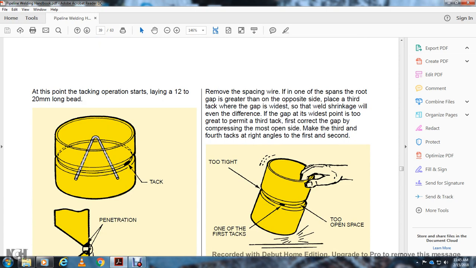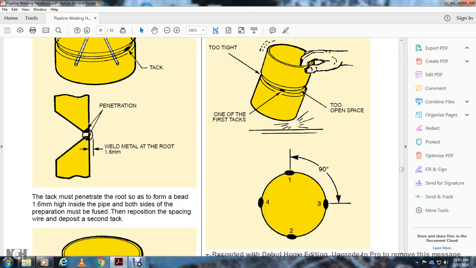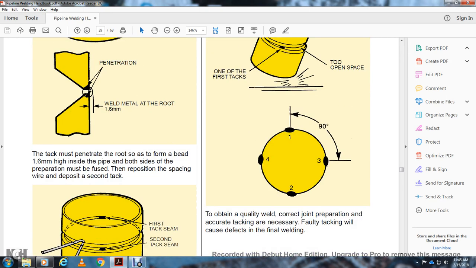Remove the spacing wire and grind the root on the opposite side. Place the third tack where the gap is widest so that the weld shrinkage is even. If the gap at the widest point differs, correct it by compressing the most open side. Make the third and fourth tacks at right angles to the first and second. Too tight, too open. For the first tacks, you have the 90 degree positions: one, two, three, and four tacking positions.